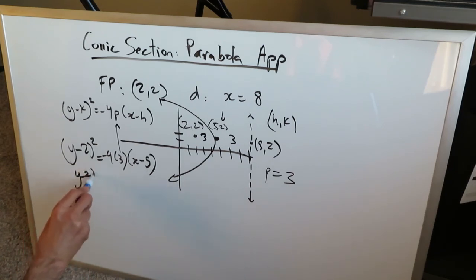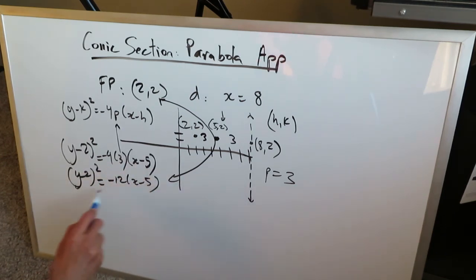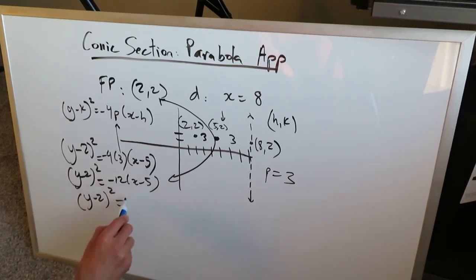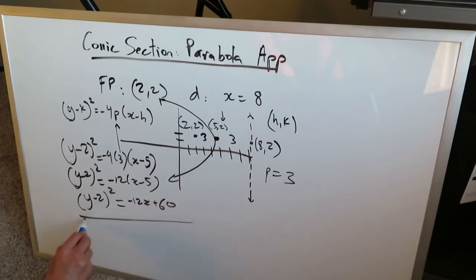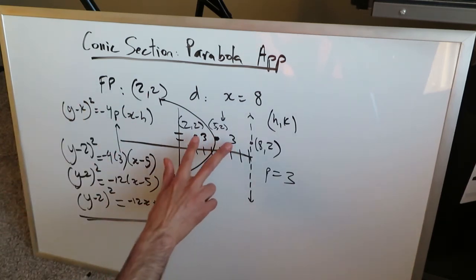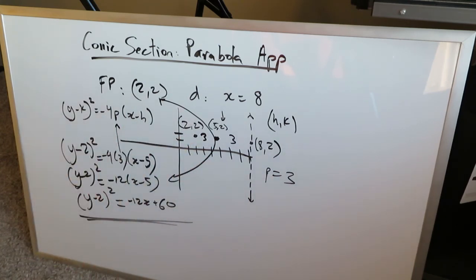We'll solve this all out. (y minus 2) whole squared is equal to minus 12 times (x minus 5). Let's open this up for our final form, which will complete the equation. Minus 12x plus 60. So this here is the equation of this scenario. Focal point 2, 2, directrix x equals 8, vertex 5, 2, p-value of 3, a left directed parabola.